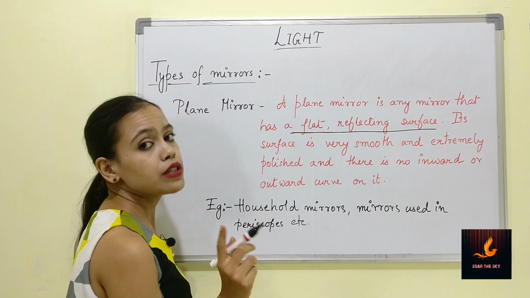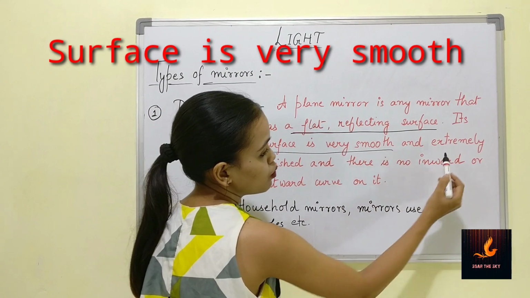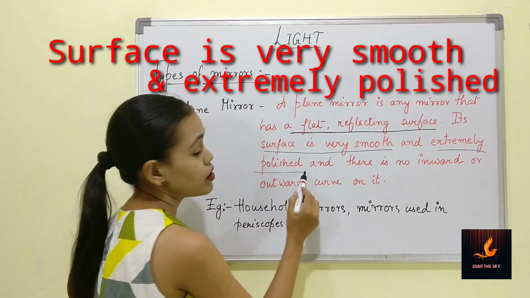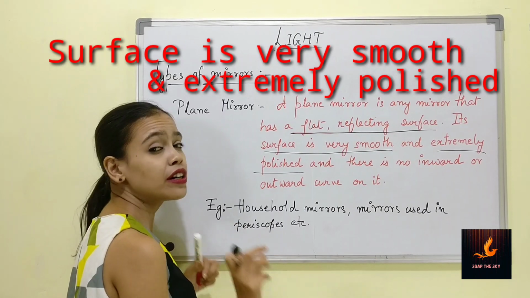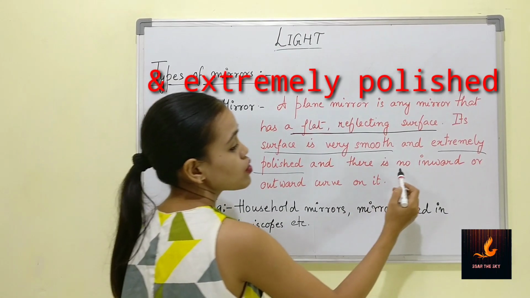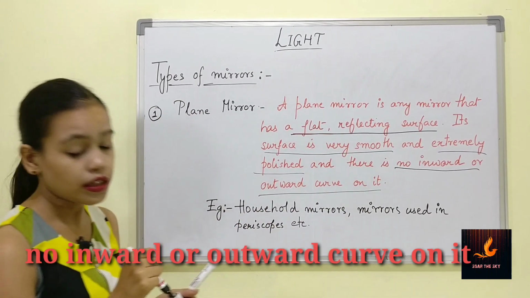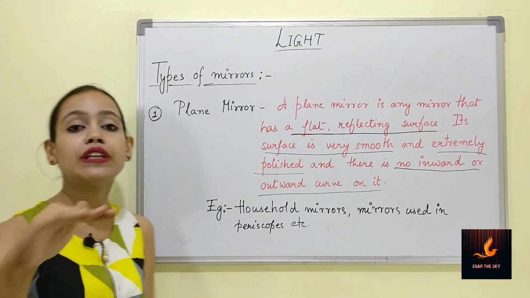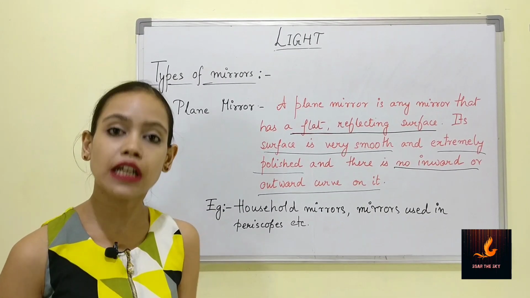The second point to be taken care of is that the surface is very smooth and extremely polished for a very high level of reflection, clear reflection, and there is no inward or outward curve. It means the surface is absolutely flat without any inward or outward curve on it.